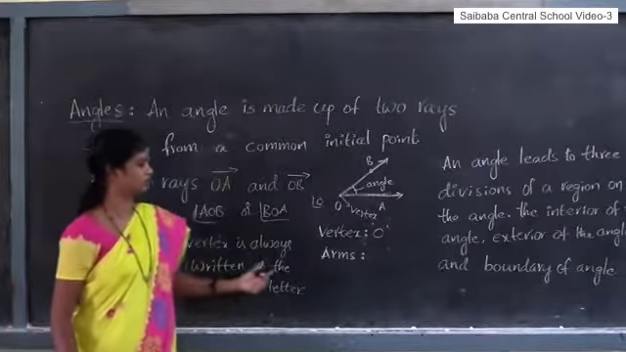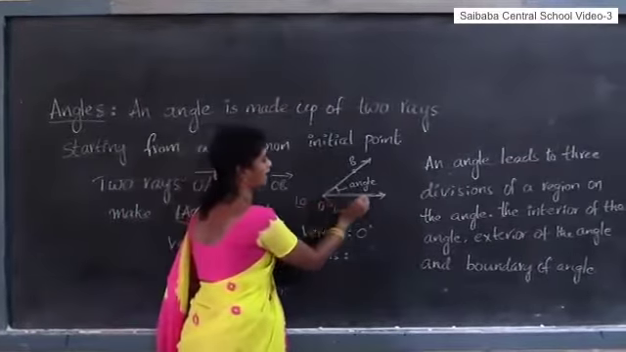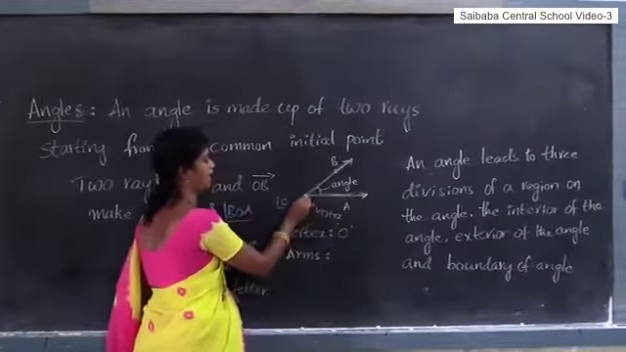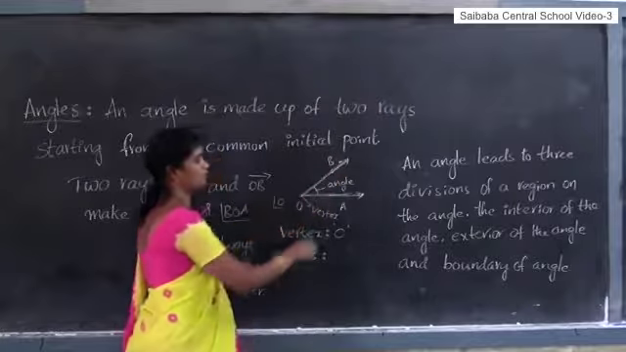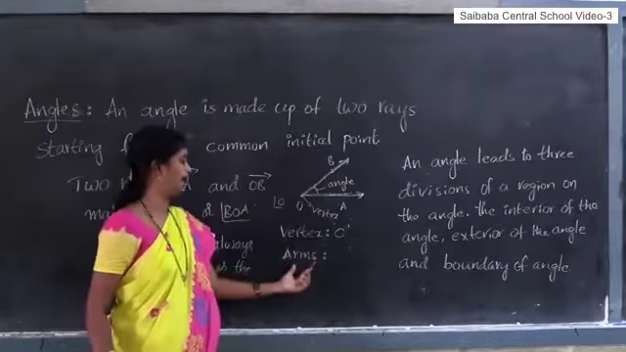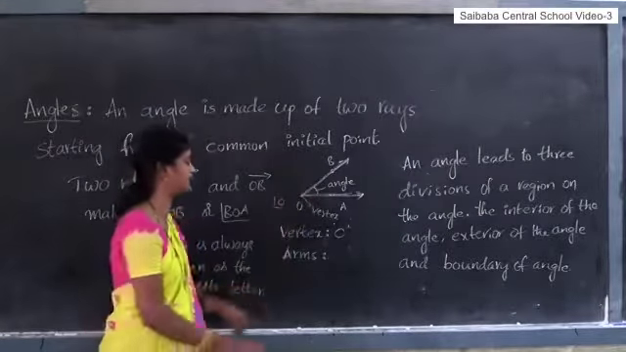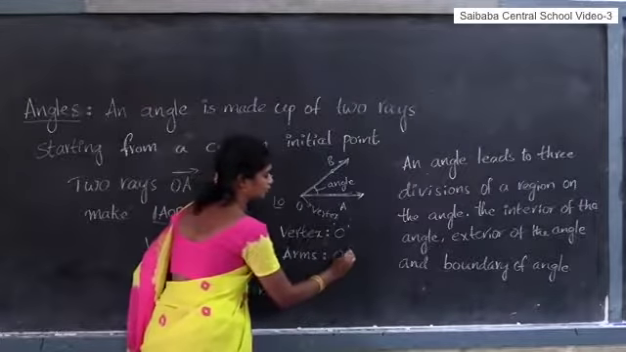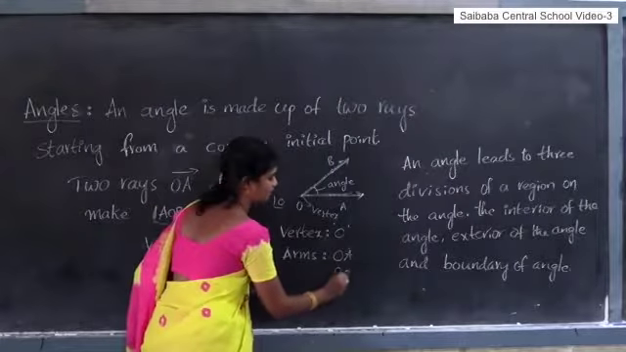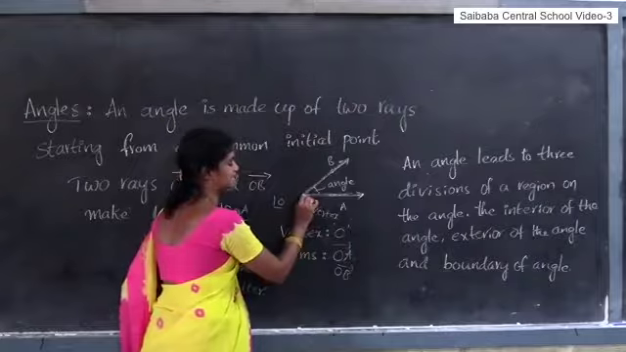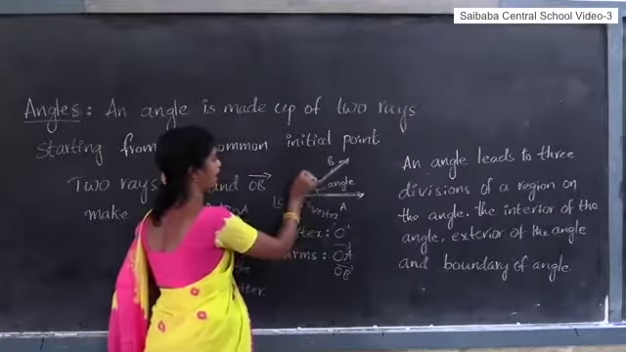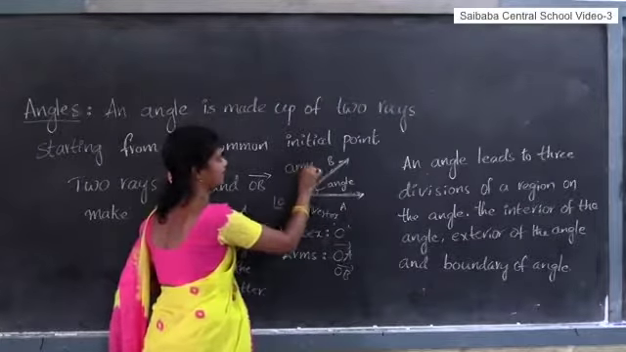So here, these rays OA and OB, we will call these two rays the arms of the angle. So what are the arms? OA, OB. These two rays we will call the arms of the angle.